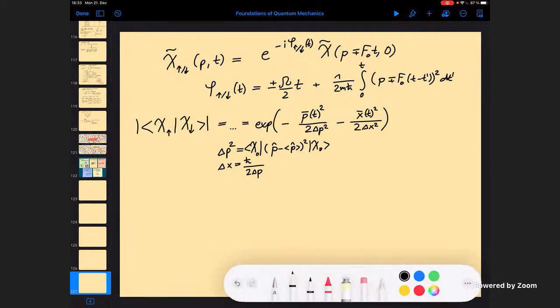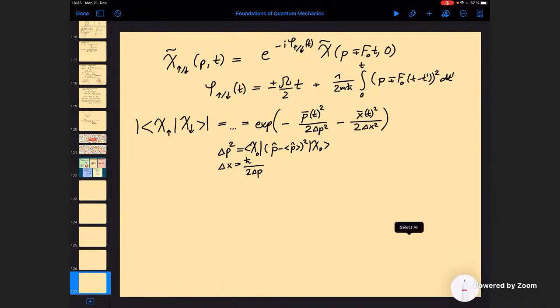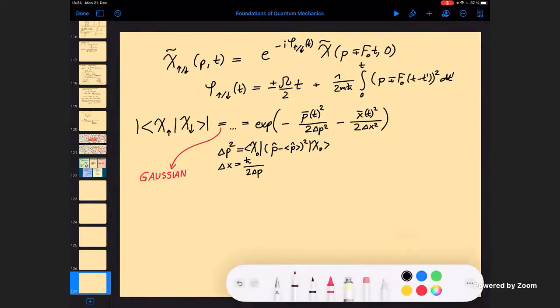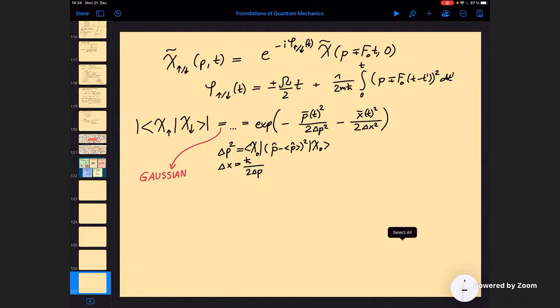Here, in order to get this concrete calculation going, I'm already assuming that the initial state was Gaussian. I had a Gaussian wave packet for chi zero, and I will then also retain a Gaussian wave packet in the course of time, and that makes this calculation possible. So then we got delta P and delta X is just the position and momentum uncertainty of the initial state. And what is P bar and X bar? Now, P bar is just the time evolution of the average momentum of the center of mass in momentum space. So that's the force times time.